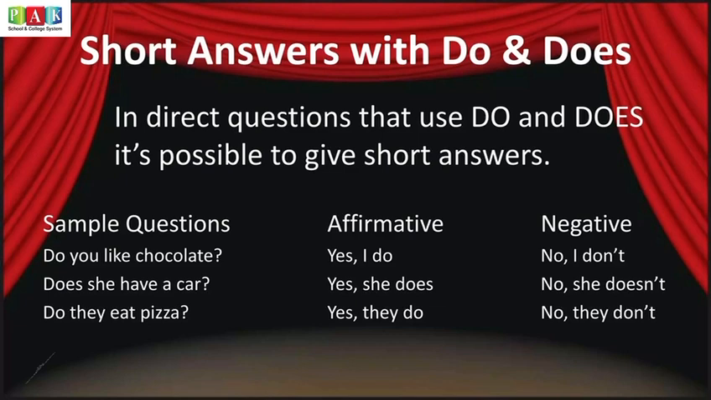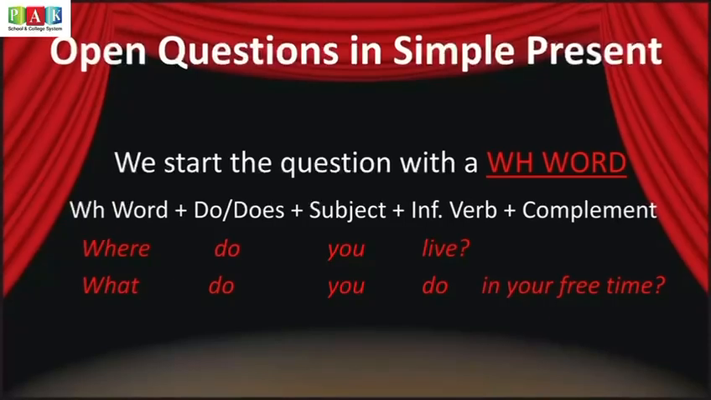For example, do you like chocolate? Yes, I do. In the simple present tense, open questions are formed by using an interrogative word followed by do or does, depending on the subject, and then the subject and base form of the verb. For example, where do you live?